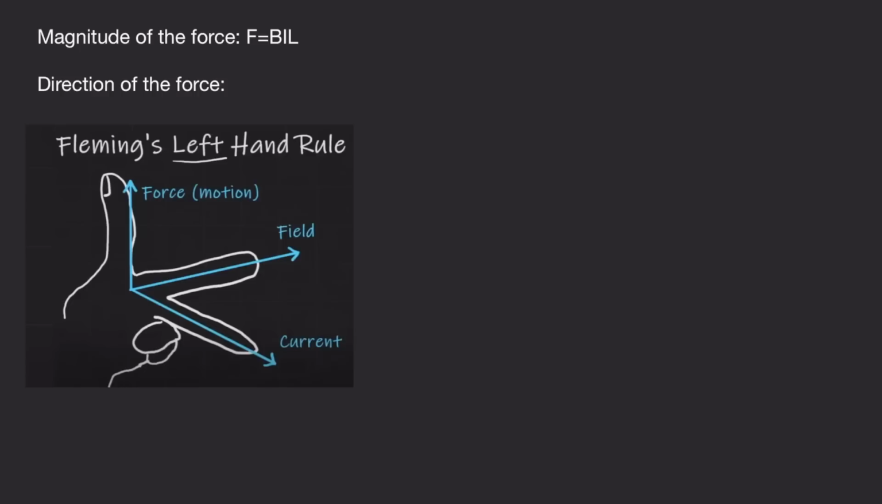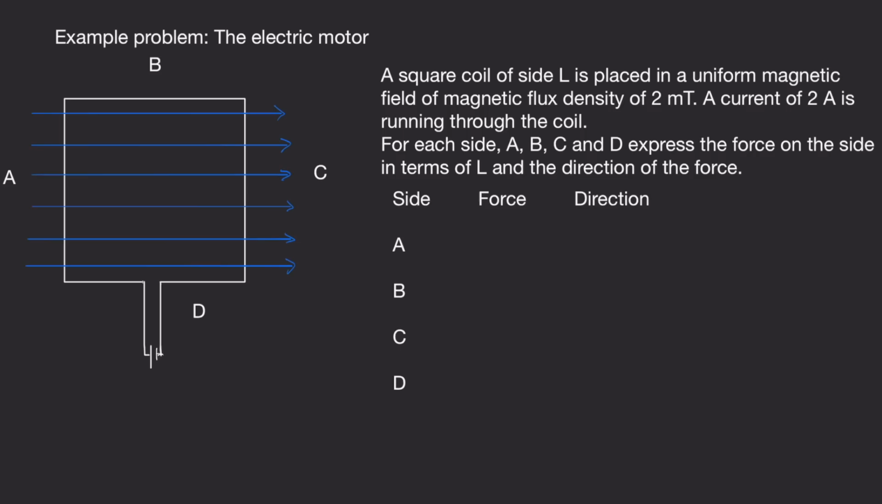What about the direction of the force? Well, this is found out using Fleming's left-hand rule. So I've drawn the hand over here with the thumb pointing in the direction of the force. The first finger is the field, and then the second finger is the current. A really good way of remembering it is simply FBI.